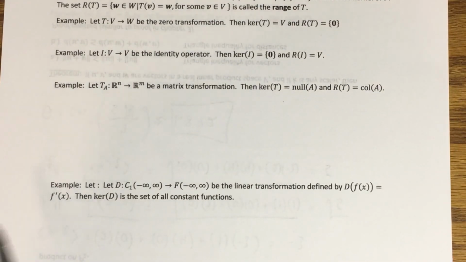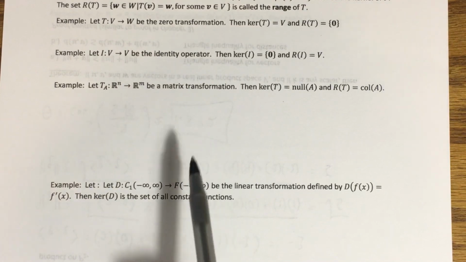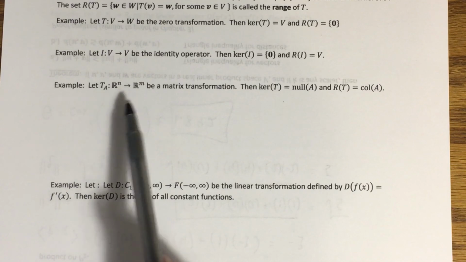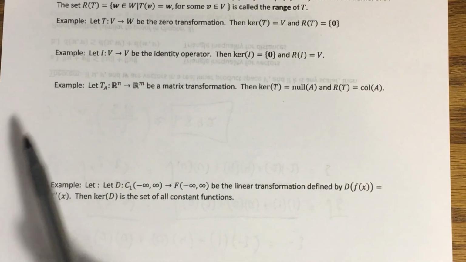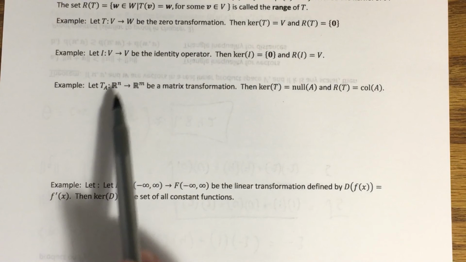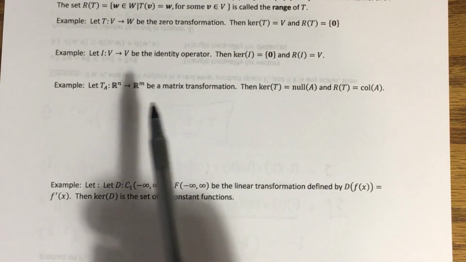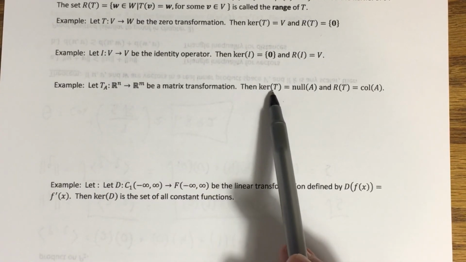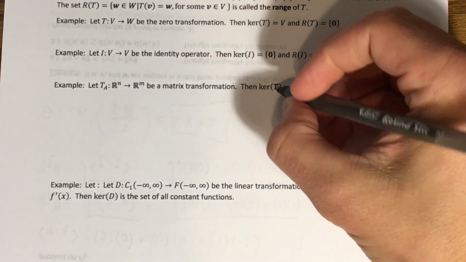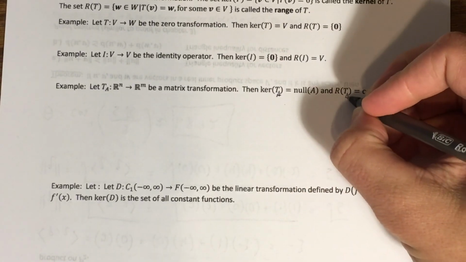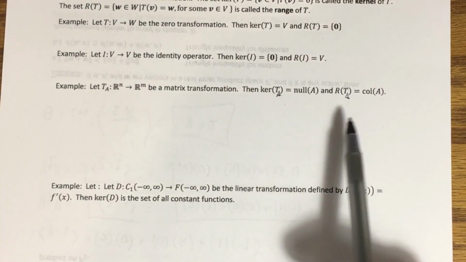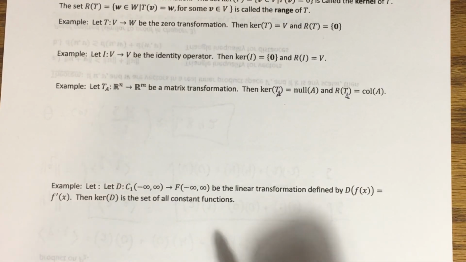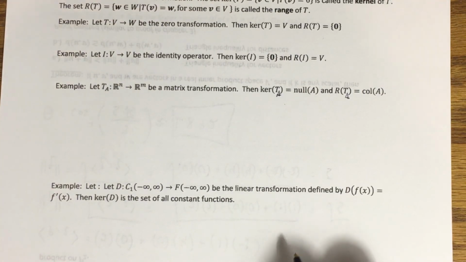Another example. This is an extremely important example because it ties in some stuff that we did in chapter 4. What if A is an m by n matrix, and we're defining the matrix transformation that we talked about at the beginning of this section, T of A, that maps Rn into Rm. Well, if that's a matrix transformation, then the kernel of T of A is the null space of the matrix A. R of T, the range, is the column space. So a direct connection between those two things.